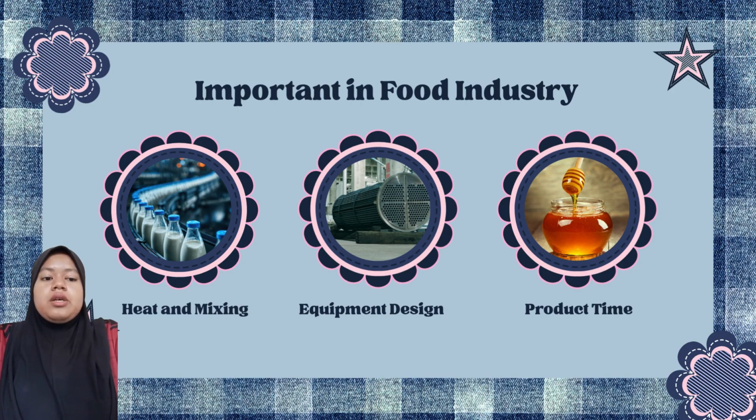The second one is equipment design. Knowing whether the flow is laminar or turbulent helps engineers design pipes, pumps, and heat exchangers correctly. Turbulent flow needs stronger pumps and uses more energy, while laminar flow needs less energy but may heat or mix unevenly. The third one is product type. Thick foods like creams or honey usually flow laminarly because they're viscous and move slowly. Thin liquids like water or juice often flow turbulently because they move faster and mix easily. Understanding this helps make sure the product texture and quality stay consistent.